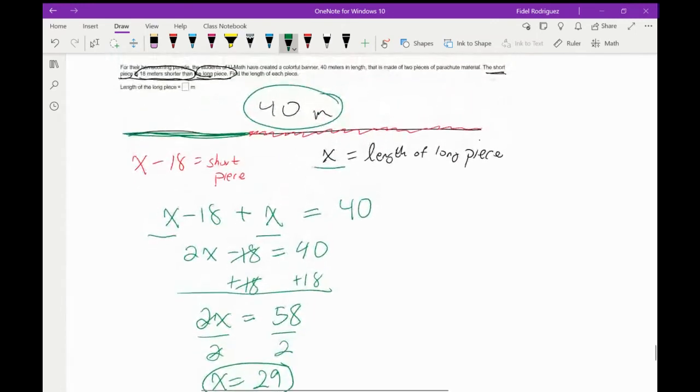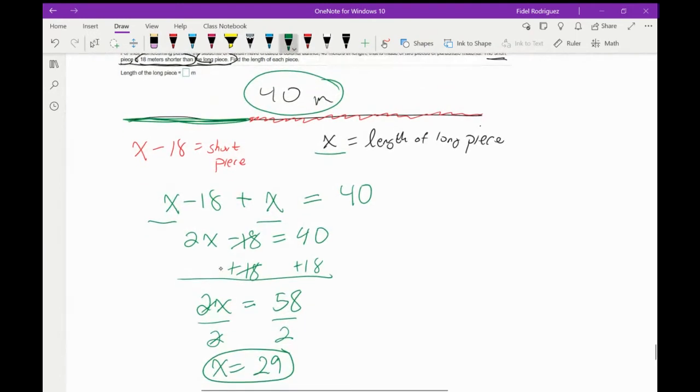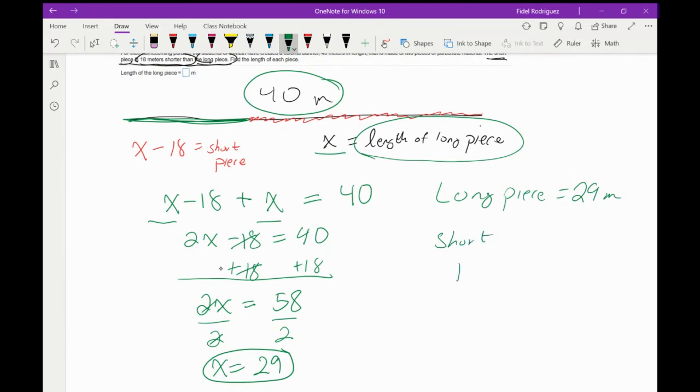So when I come back to my problem, remember what X stood for? X stood for the length of the long piece. So the long piece is 29 meters, and the short piece is going to be 29 minus 18, because we said it was 18 less, and that's going to be 11 meters, right? So here are my two values, right?